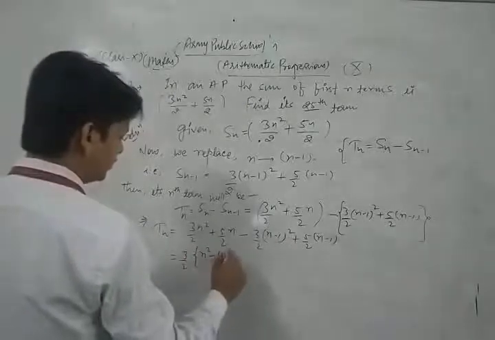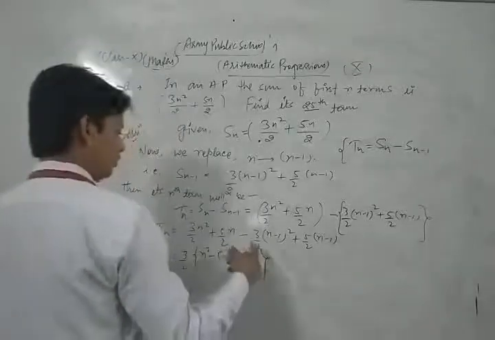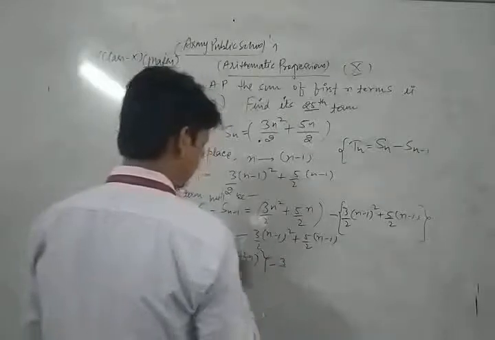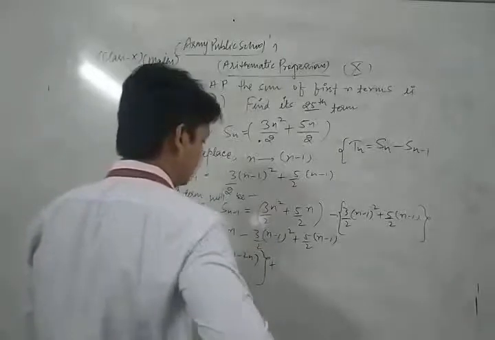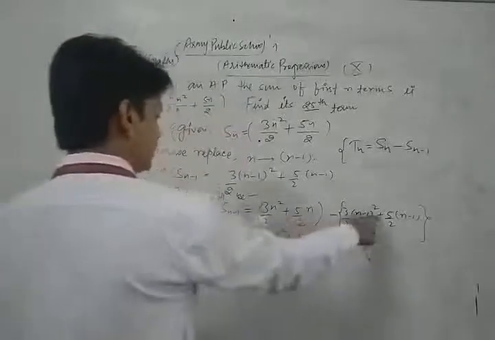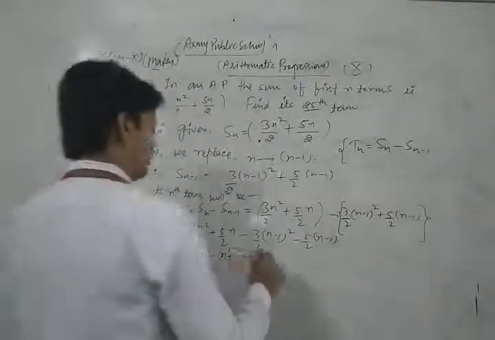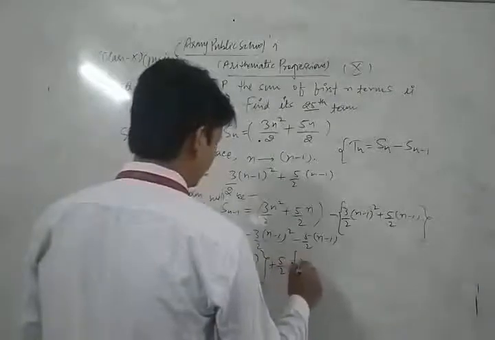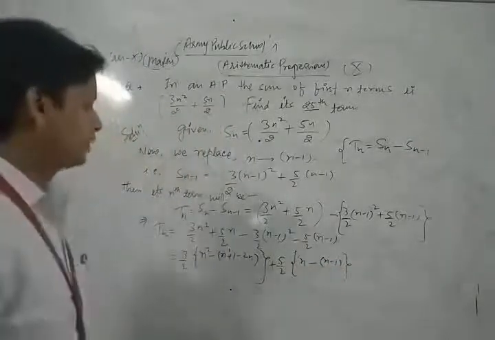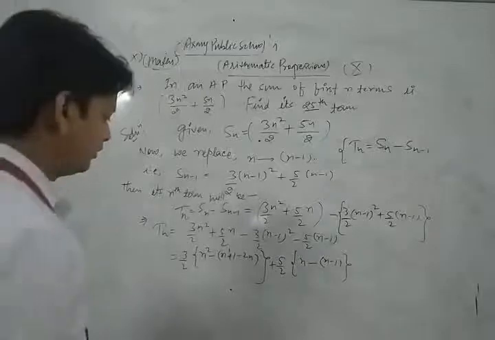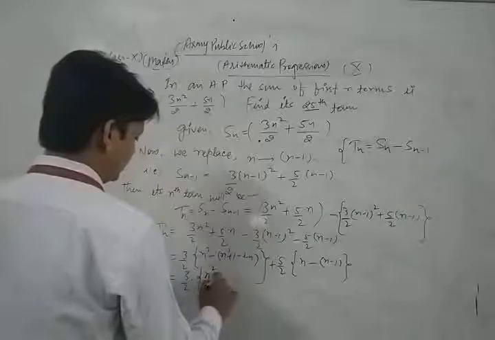We expand them using a square plus b square minus 2ab. Okay, now from there we take 5 by 2 as common. Dear students, here it is minus and minus, so this is plus; we take 5 by 2 as common, so we get n minus (n minus 1). Okay, we just take the common. Now we simplify it. So we get 3 by 2, this is n square, this is minus n square.